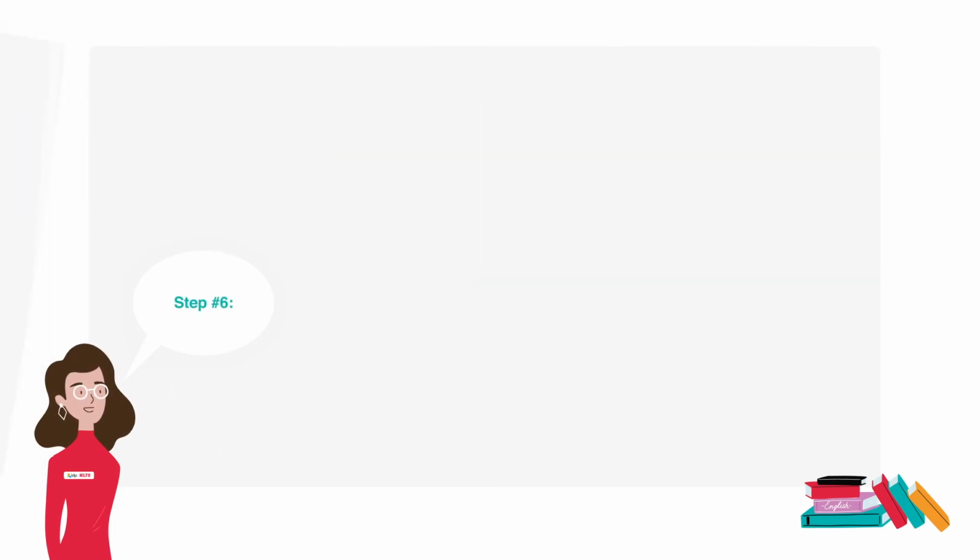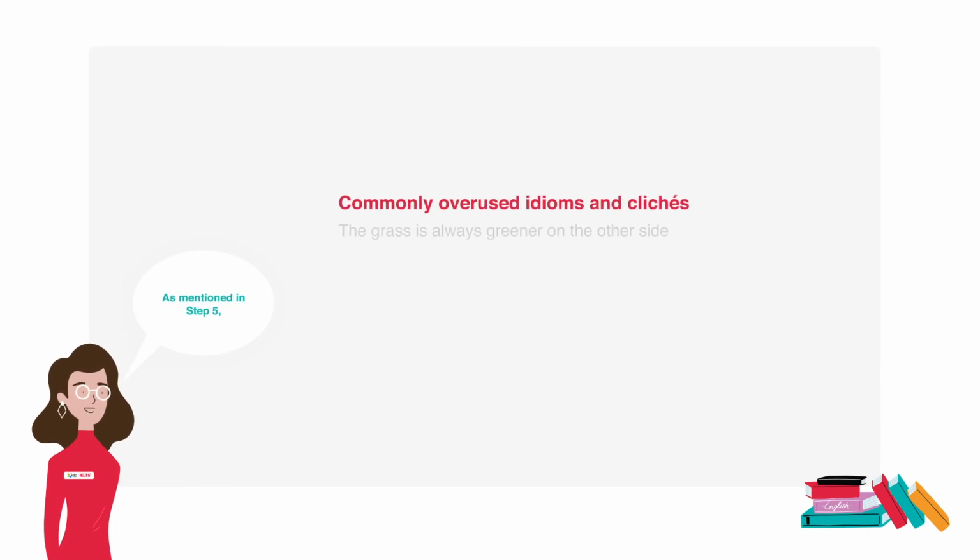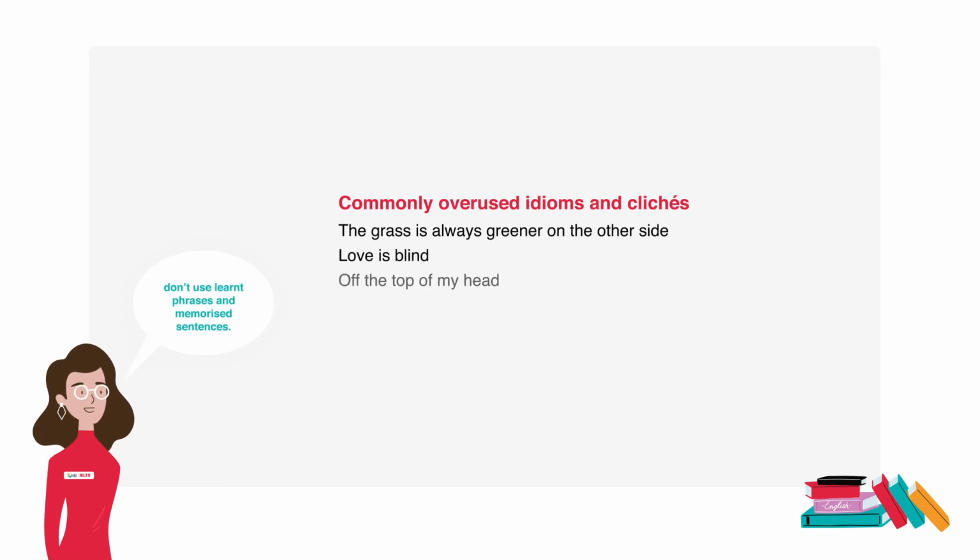Step 6. Don't use memorised language, learnt off phrases and examples. As mentioned in Step 5, don't use phrases and memorised sentences. Examiners find them incredibly easy to spot. Overused phrases that are commonly used include linker idioms and clichés. Idioms are generally spoken and not used when writing essays.